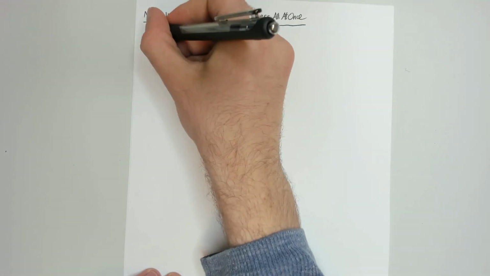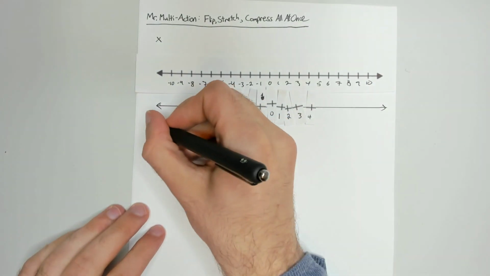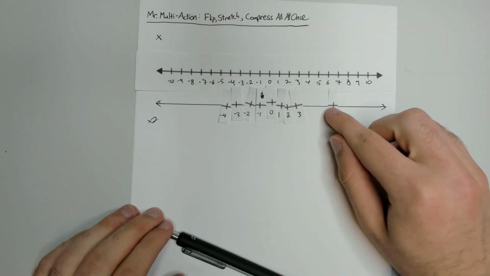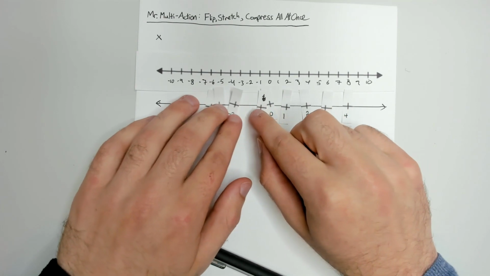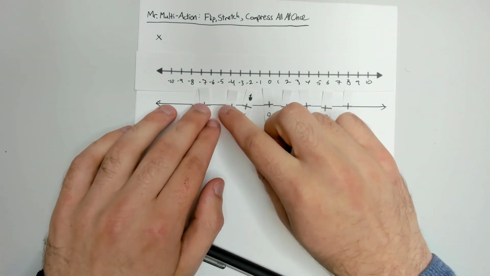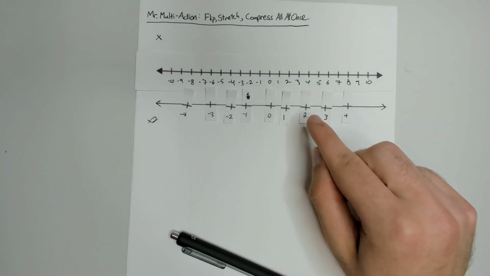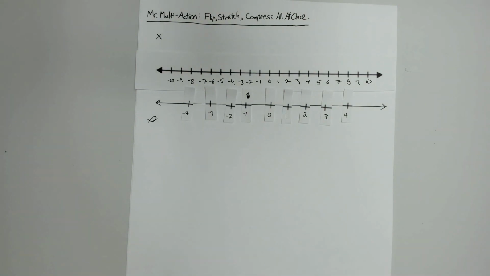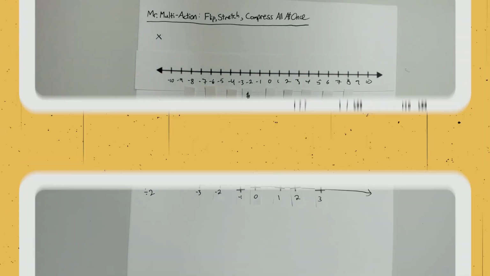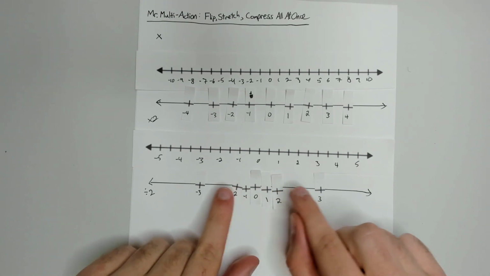Just as a review, what is multiplication on the number line? Multiplication on the number line stretches it out. So if we multiply this number line by 2, all the distances between ticks would get stretched out to be 2 times as long, which will look something like this. And we saw that division on the number line does the opposite, it compresses it. So when we divide, all of these distances become 2 times smaller than they were before.